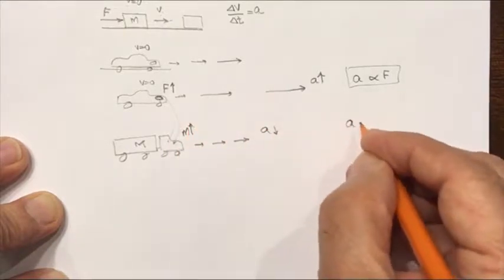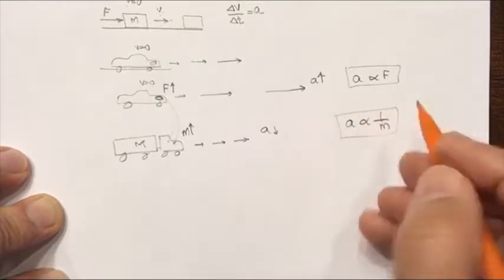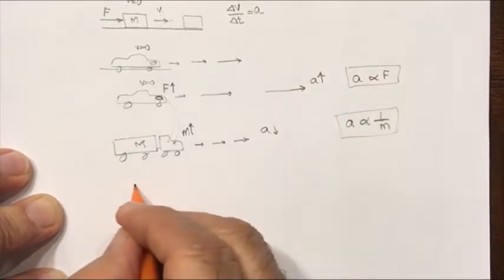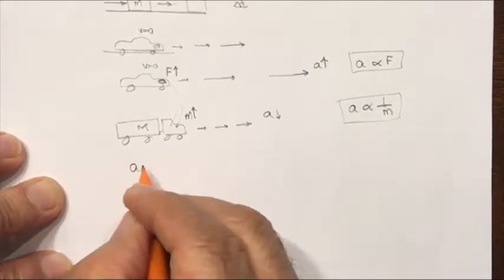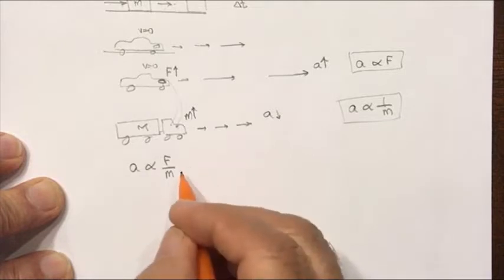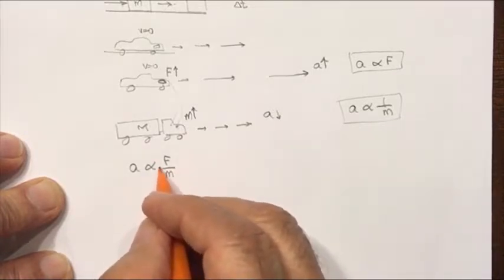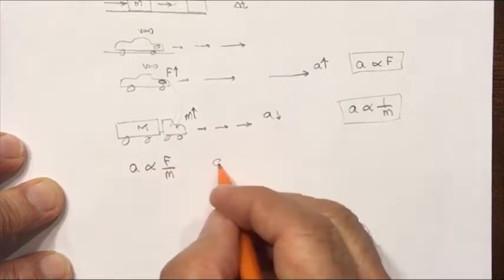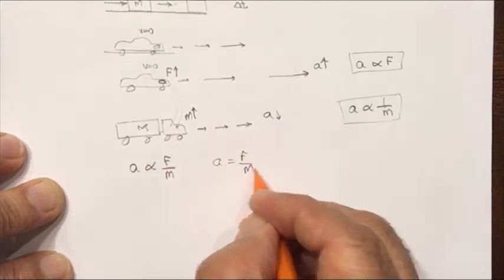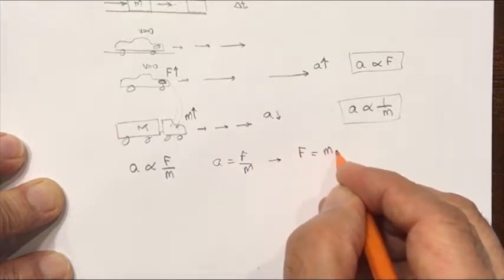And so the acceleration is proportional to 1 over m. Now, with these two relationships, we can conclude that the acceleration is proportional to F over m. We find that the constant of proportionality is 1, and therefore a becomes equal to F over m, which is rearranged to write as F equals ma.